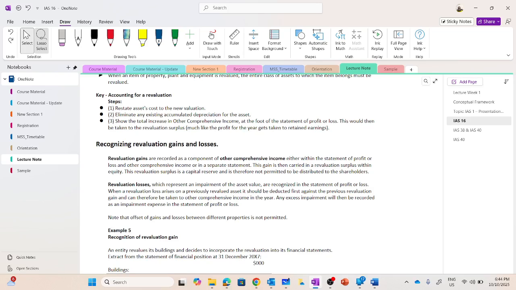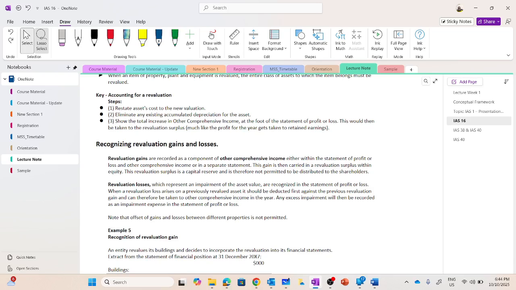Now we have looked at the two scenarios. What if we don't have any previous revaluation gain for this particular asset? This is the first revaluation we are going to do, and during the process we have a revaluation loss. So automatically we recognize it as an impairment: we debit expenses, and we credit the assets. We are going to reduce the value of the assets.